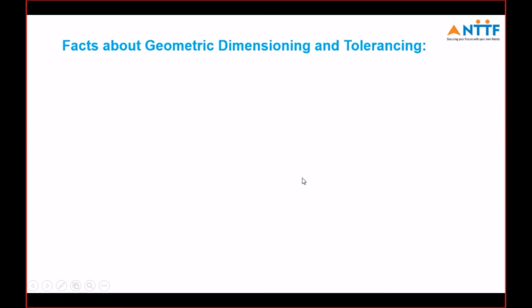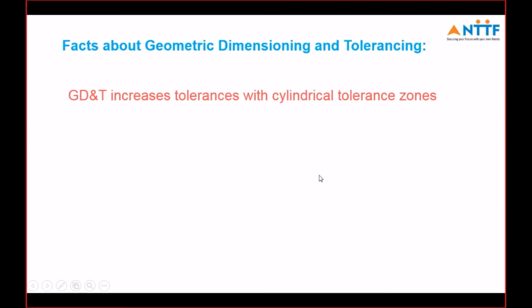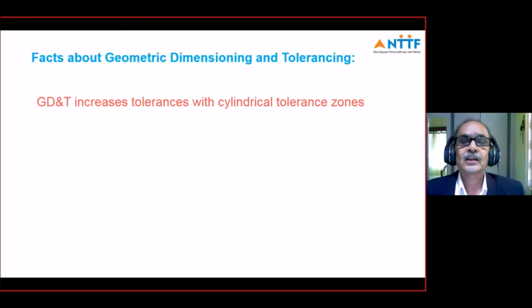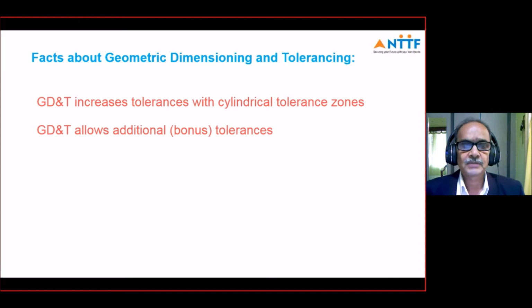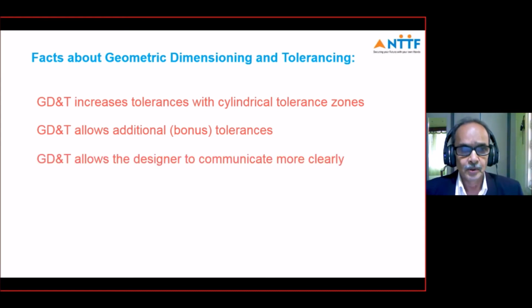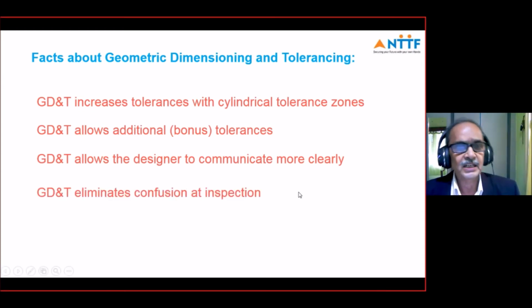Facts about geometric dimensioning and tolerancing. GD&T increases tolerances with cylindrical tolerance zone. It gives an additional tolerance called bonus tolerance. GD&T allows the designer to communicate more clearly. GD&T eliminates confusion at inspection.